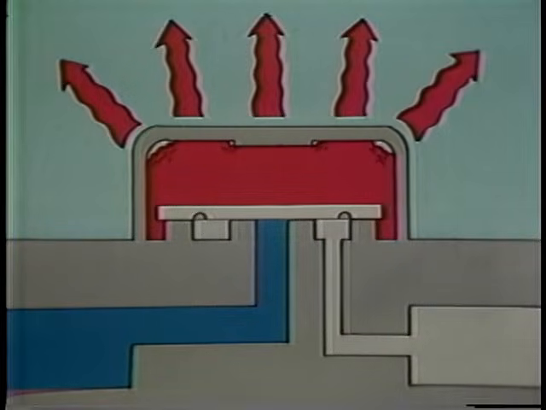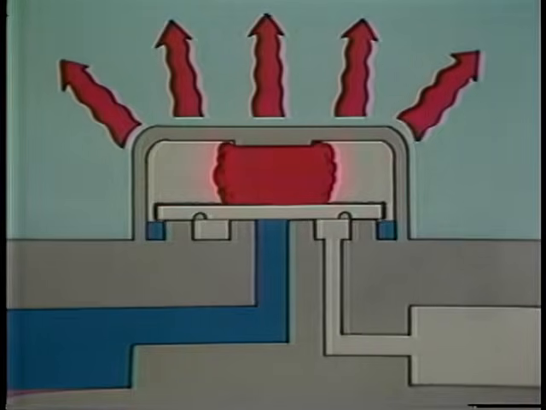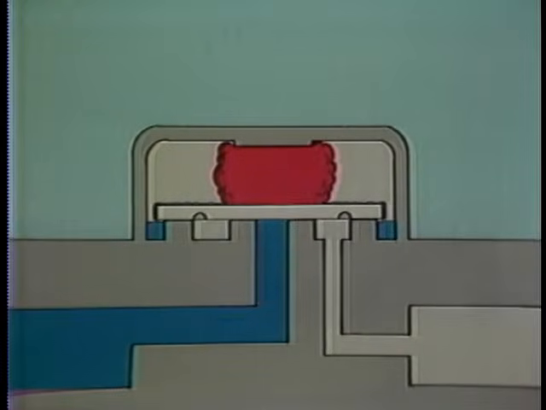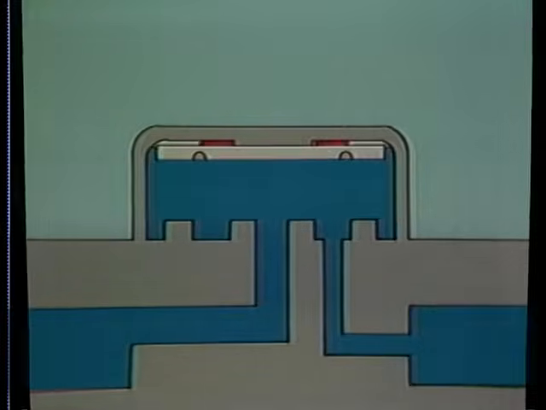Heat radiating from the bonnet causes condensing in the control chamber, reducing the pressure above the disc. When the force above the disc is overcome by the forces below it, the disc is pushed off the seat, opening the trap and starting the next cycle.